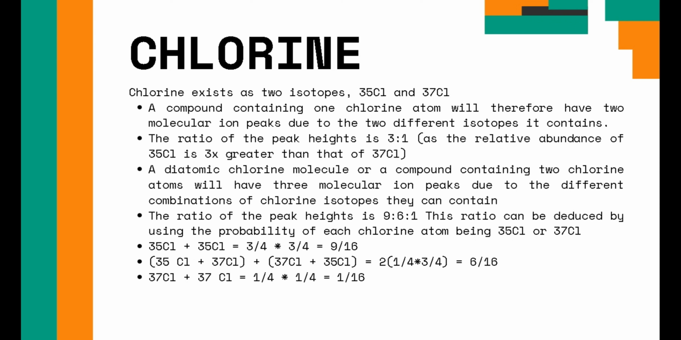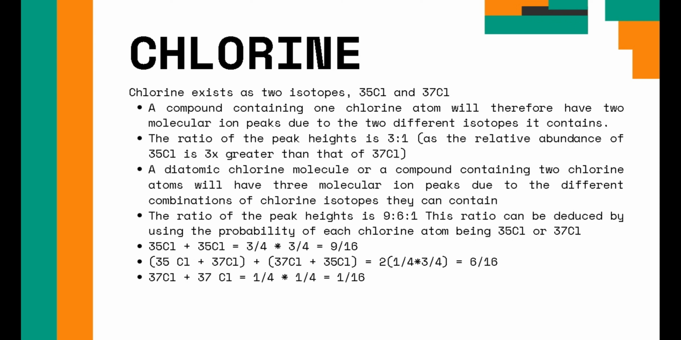This ratio can be deduced by using the probability of each chlorine atom being 35Cl or 37Cl. It's like in a box we have 100 apples, 75 apples weigh 35 grams and 25 apples weigh 37 grams. What's the probability you pick a 35-gram apple or 37-gram apple? Same concept. We have 4 combinations for diatomic molecules. If we have 2 isotopes, we can have 35Cl with 35Cl. We can have 37Cl with 37Cl. We can have 37Cl with 35Cl or 35Cl with 37Cl.